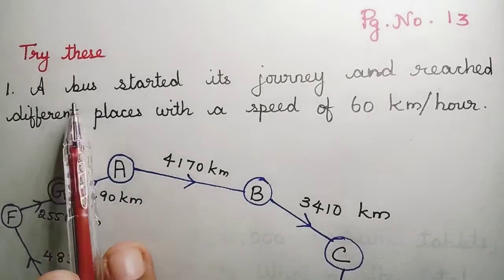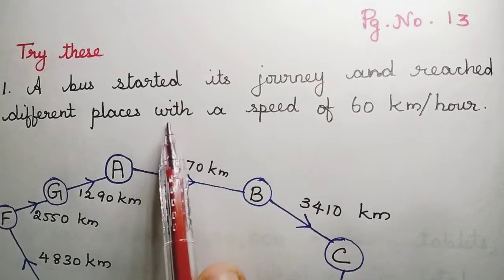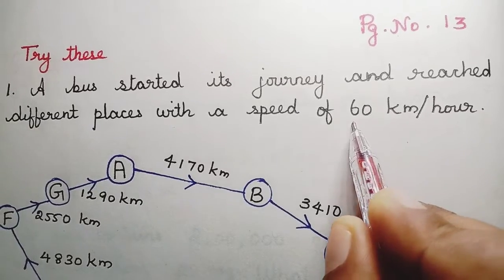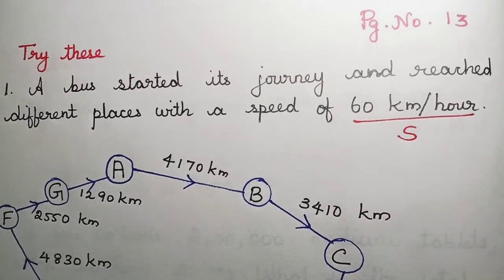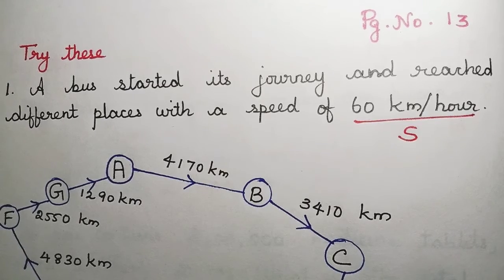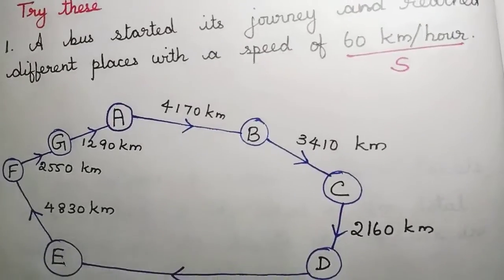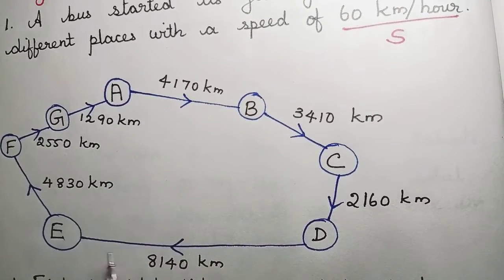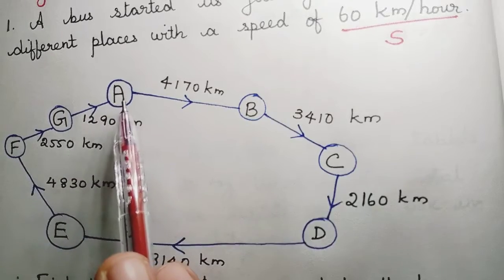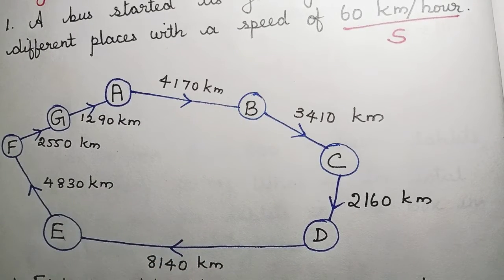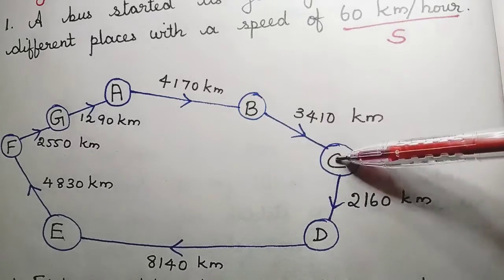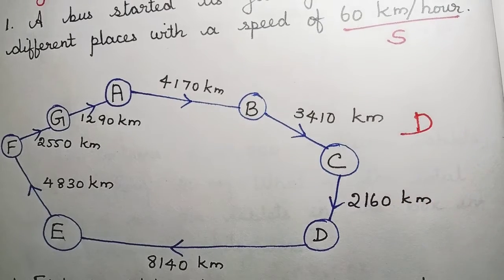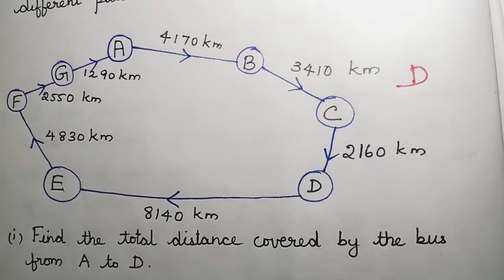The question is, a bus started its journey and reached different places with a speed of 60 kilometers per hour. So the speed is given. This is the bus route. It starts from A, B, C, D, E, F, G, and returns back to A. Each distance is given. The distance between 2 points is given here. So we have the distances from the diagram. Let's solve the questions one by one.